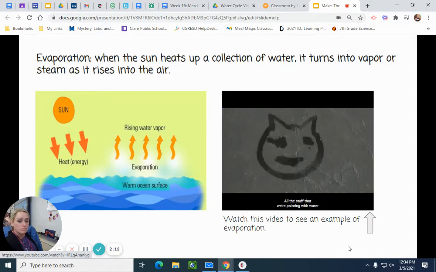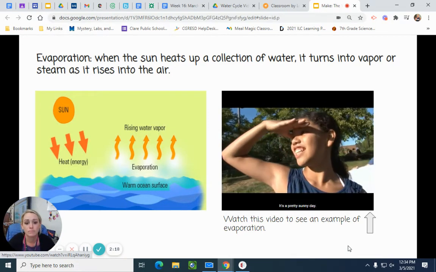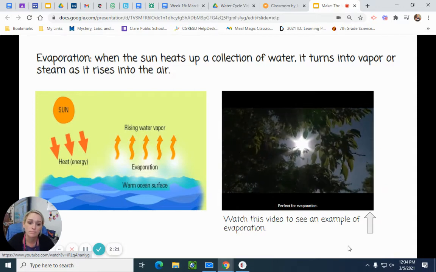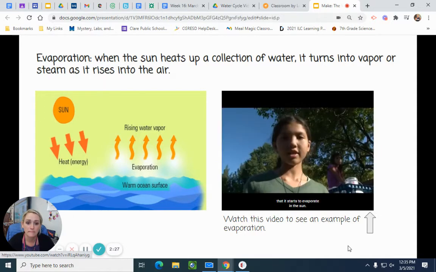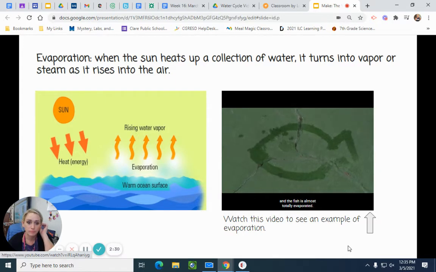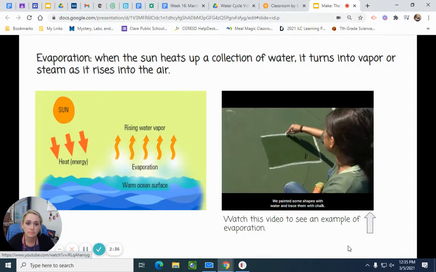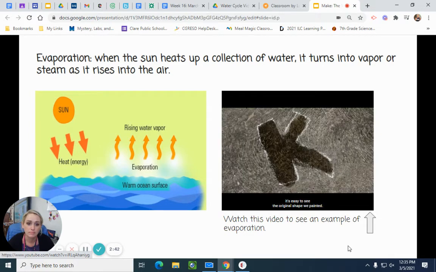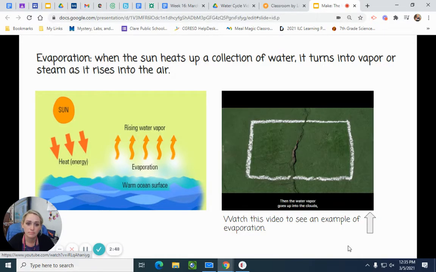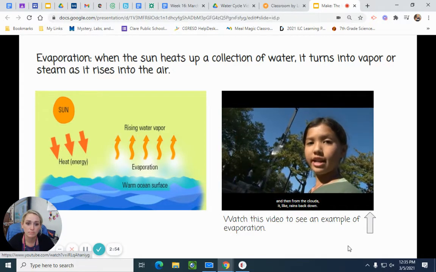I'm painting a cat. All the stuff that we're painting with water is evaporating. It's a pretty sunny day. Perfect for evaporation. We've noticed as we paint on the ground that it starts to evaporate in the sun. Now it's been 5 minutes and the fish is almost totally evaporated. We painted some shapes with water and traced them with chalk. Now, when they evaporate, it's easy to see the original shape we painted. Water is a liquid and the sun turns it into water vapor, which is a gas. Then the water vapor goes up into the clouds, and then from the clouds, it rains back down.